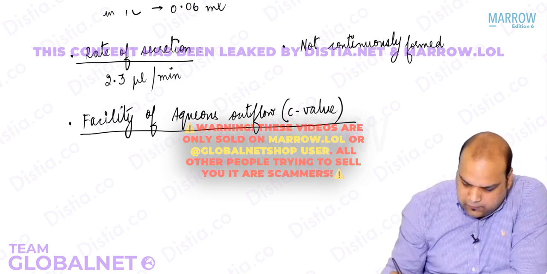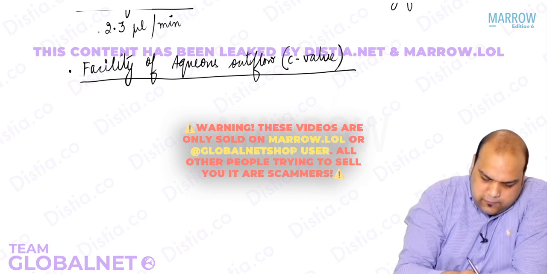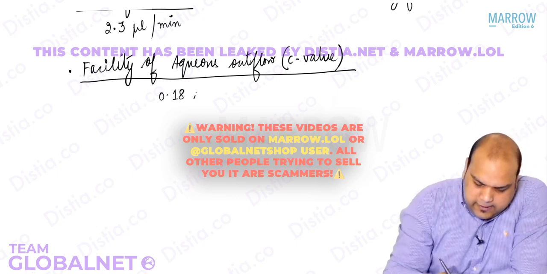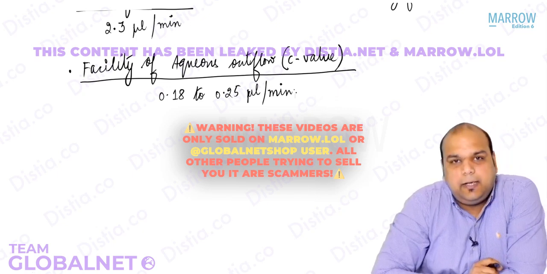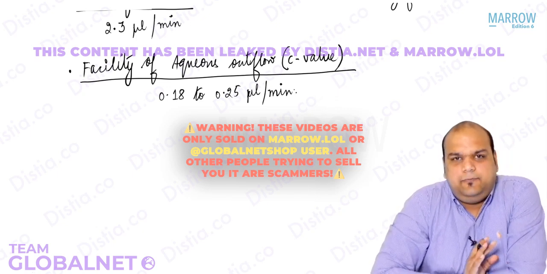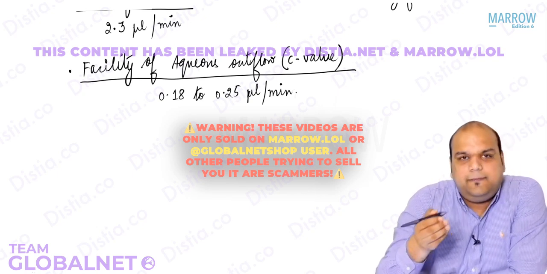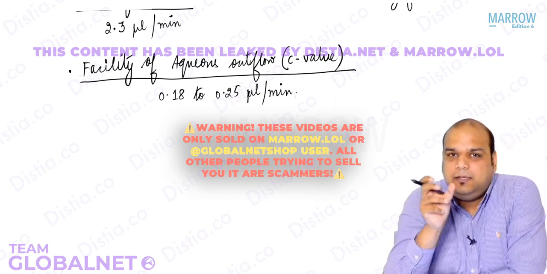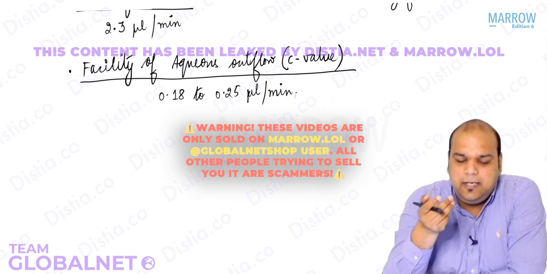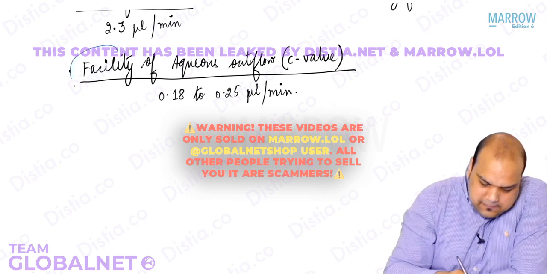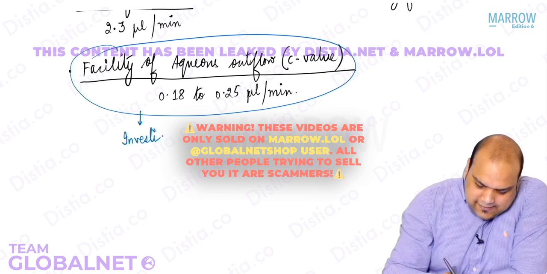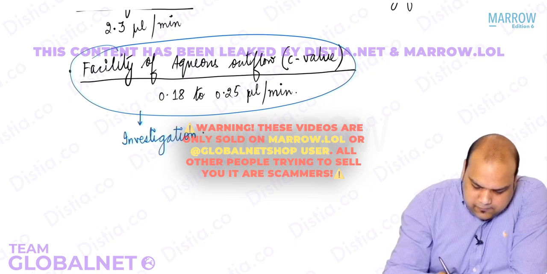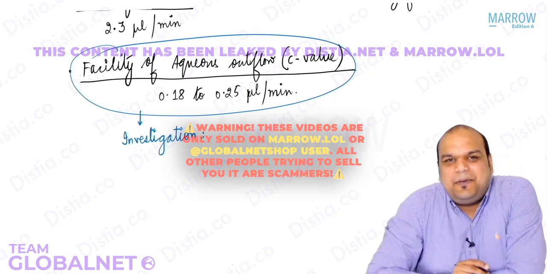The facility of aqueous outflow, guys, is 0.18 to 0.25 microliter per minute. Okay, guys, this is the C value. Now, apart from what the C value is, the numerical value and the aqueous outflow it denotes, they can ask you which investigation is done to measure the C value. Which investigation is done to measure the C value?